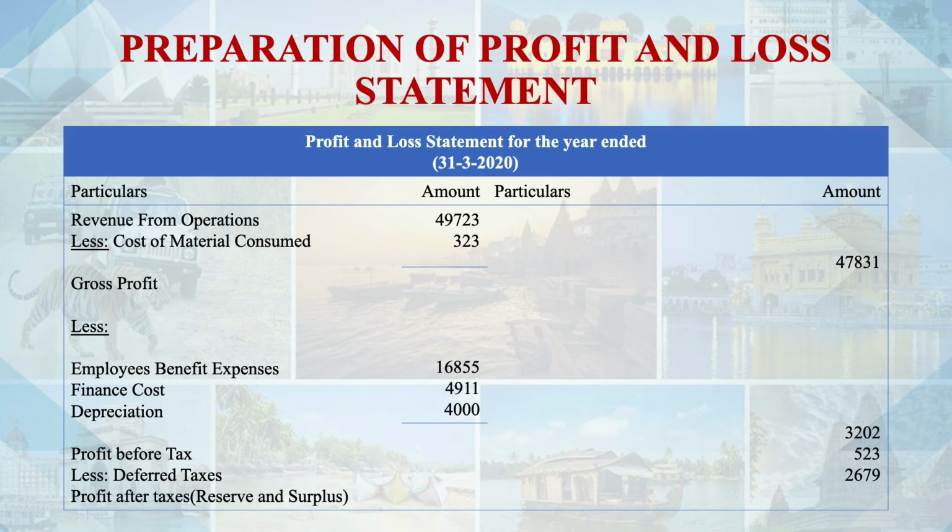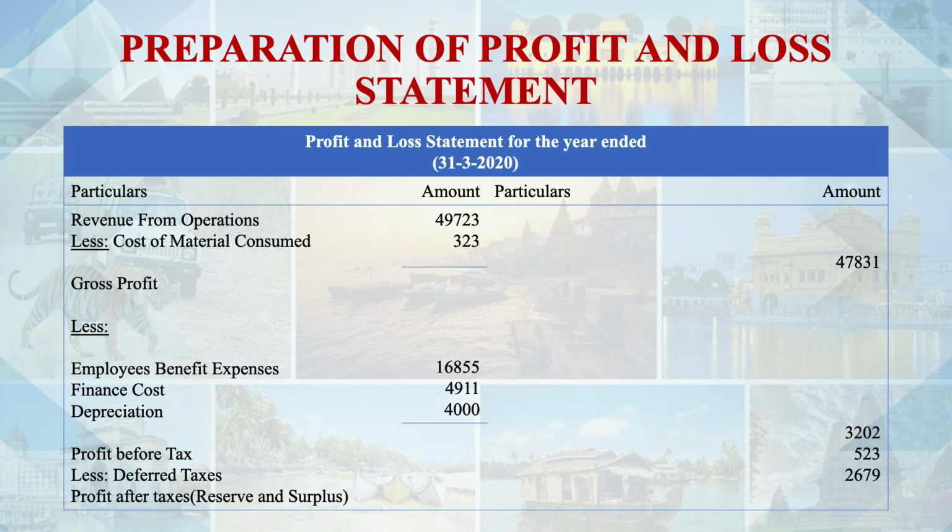So the same information is being shown in the form of a statement. We have written the revenue from operations, then we have deducted the cost of material consumed, because we do not have any other direct expenses at that time. So revenue from operations minus cost of material consumed, we got the gross profit. Now from that we have deducted all the other expenses which are related to my accounting year and to my business operations. Once we have deducted the employee benefit expenses, finance cost, depreciation, other expenses and all, we got the profit before taxes.